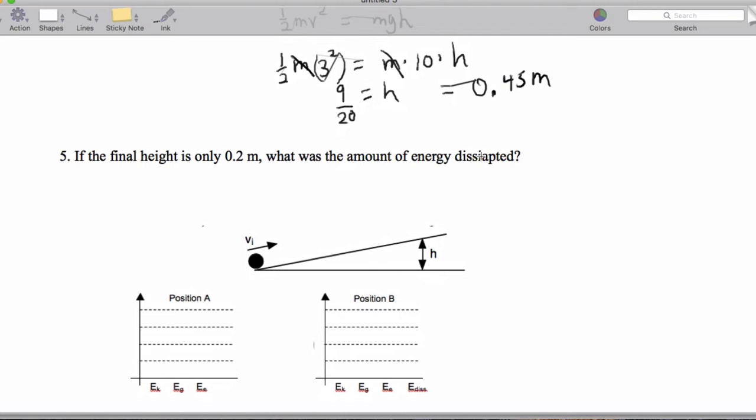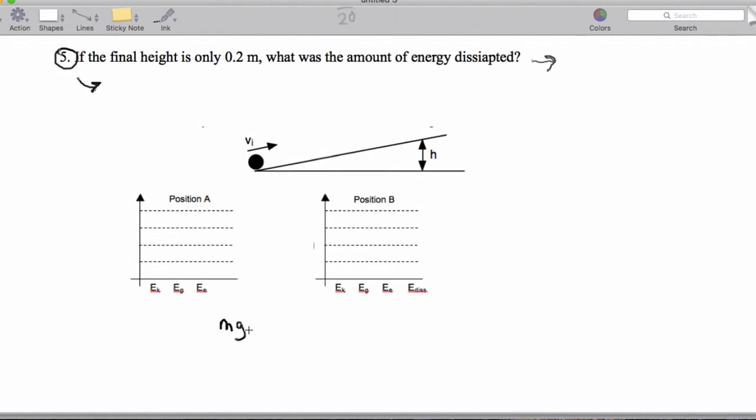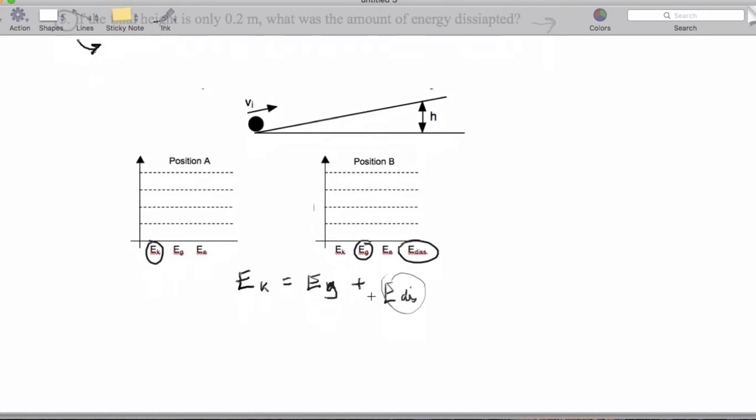Now here, it says if the height is only 0.2, what was the amount of energy dissipated? So we'll say Ek, which is what we start with, gets converted to Eg and E dissipated. Kinetic energy becomes gravitational and dissipated. And we're going to isolate this quantity here.